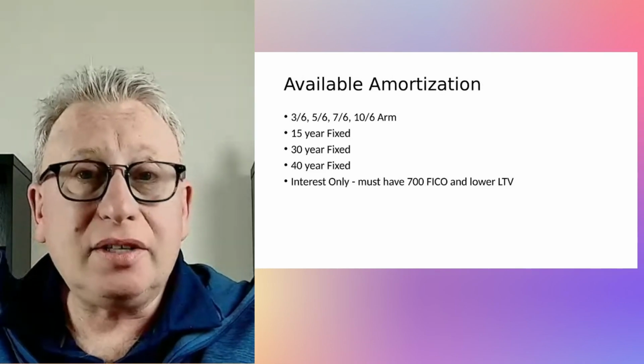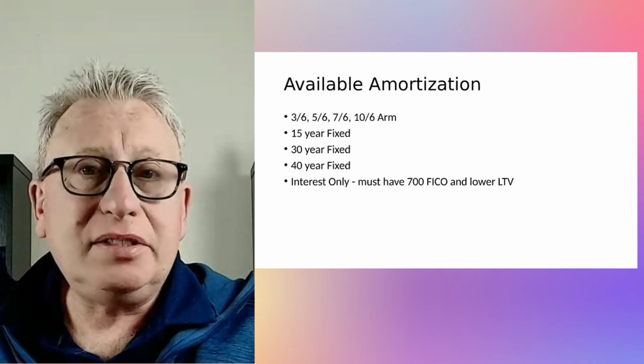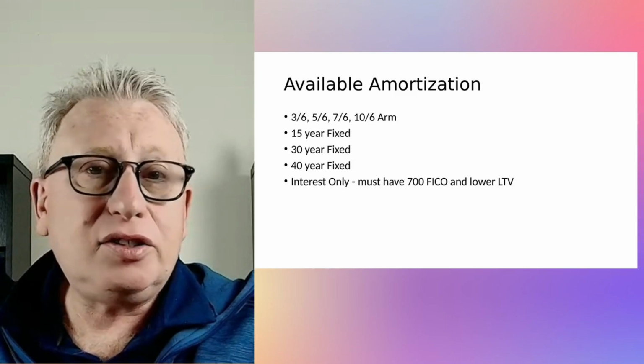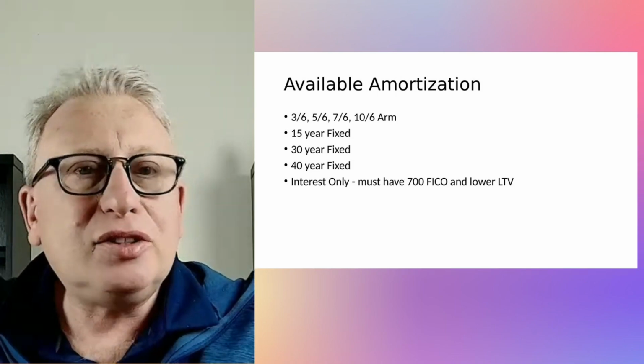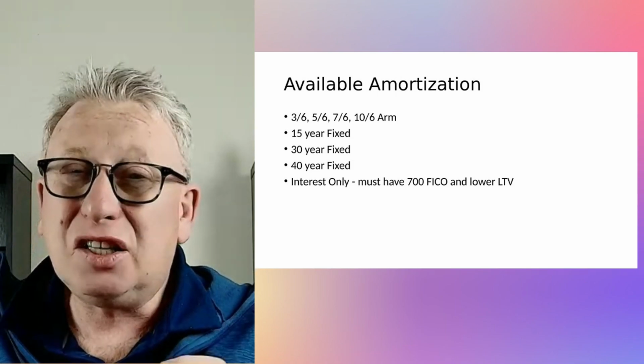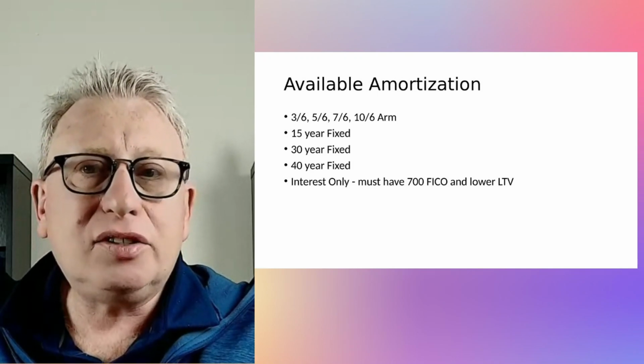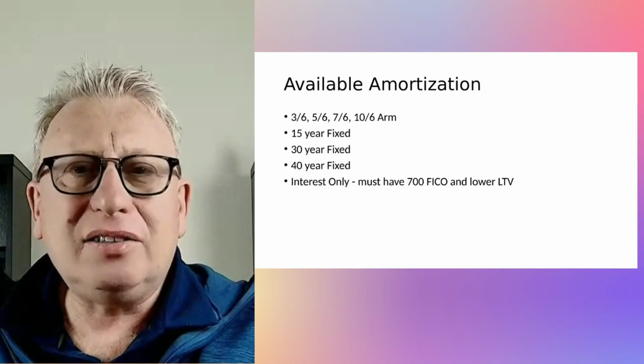The different types of loans you can get: a 3-year ARM, a 5-year ARM, a 7-year, a 10-year. You can get a 15, 30, 40. You can even do interest only. And sometimes when it comes to cash flow, people want to keep that mortgage payment as low as possible, but you do have to have a 700 credit score to do an interest only. And it's a slightly lower LTV.